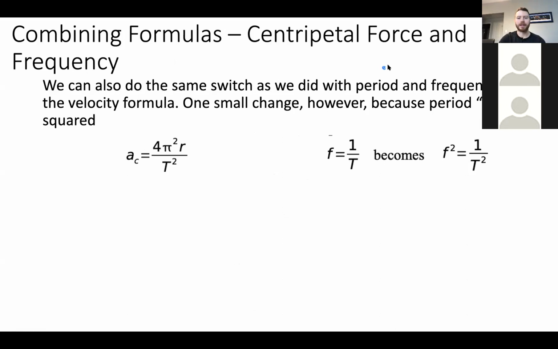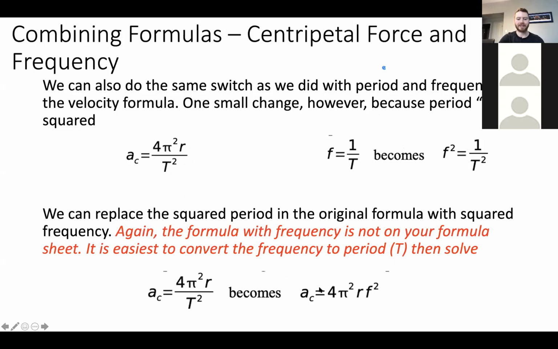And like we did with the switch with the period and frequency in the velocity formula, we're just going to swap out T squared because frequency is 1 over T. If we square both sides, we'll get f squared is equal to 1 over T squared. So we can substitute that into here, and we will get centripetal acceleration is equal to 4 pi squared times r times frequency squared. Now, just be careful here because this formula, a_c equals 4 pi squared times r times frequency squared, is not on your formula sheet. So just be careful when you're solving that problem.